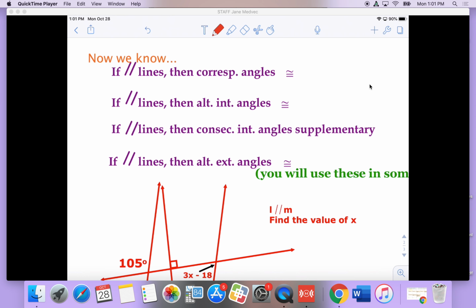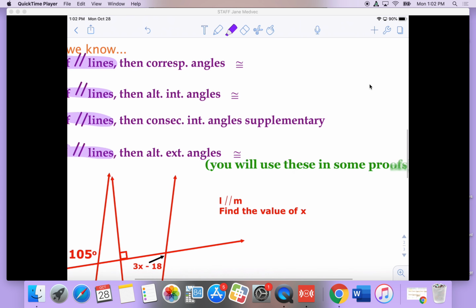When you do proofs, you have the statement side and then you have the reason side. Anytime you do a proof, you have to list: if parallel lines, then corresponding angles are congruent. You can't just say corresponding angles are congruent, because you have to have parallel lines first. If parallel lines, then alternate interior angles are congruent. If parallel lines, then consecutive interior angles are supplementary. And if parallel lines, then alternate exterior angles are congruent.